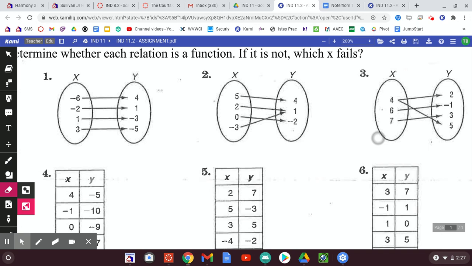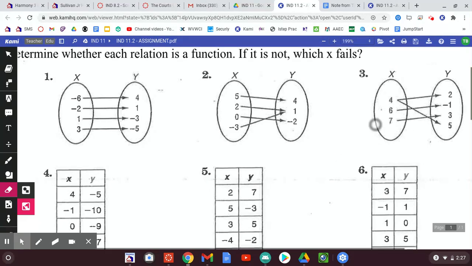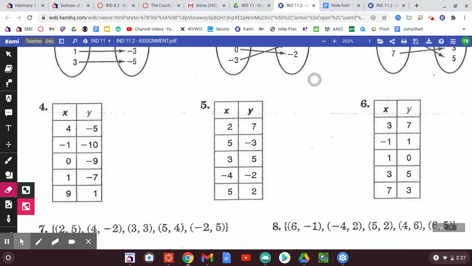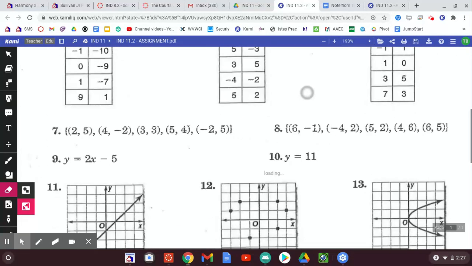Yes, it is a function. None of those x's are cheating x's, right? Number 2 is a function. Number 3 is not a function, and it's because of x equals 4. Okay, that's your cheating x there. Number 4 is a function. Number 5 is not a function because of x equals 5. And number 6 is not a function because of x equals 3. Okay, number 7 is a function. There's no repeating x's. Number 8 is not a function because of x equals 6. There's 2 of those in there.